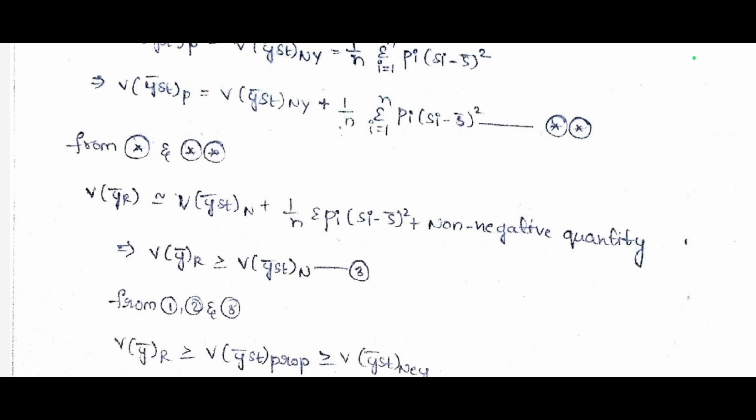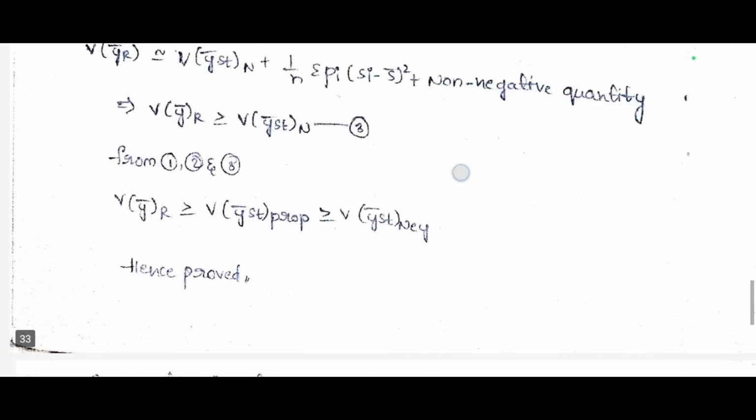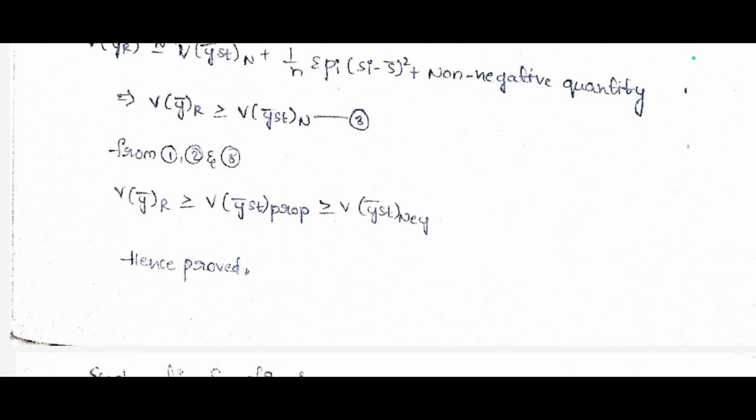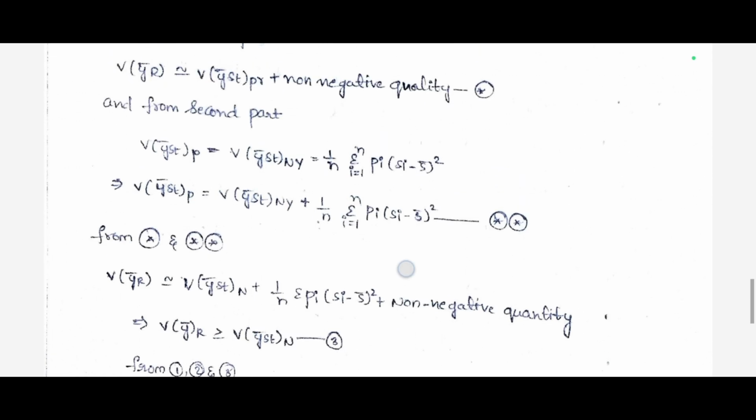So from 1 to 3 we can say that the variance of y bar of r is always greater than or equal to the variance of y bar of st with proportionality, which is greater than or equal to the variance of y bar of st of Neyman. So hence this theorem is proved. Very important theorem for BSc final years and semester 5.